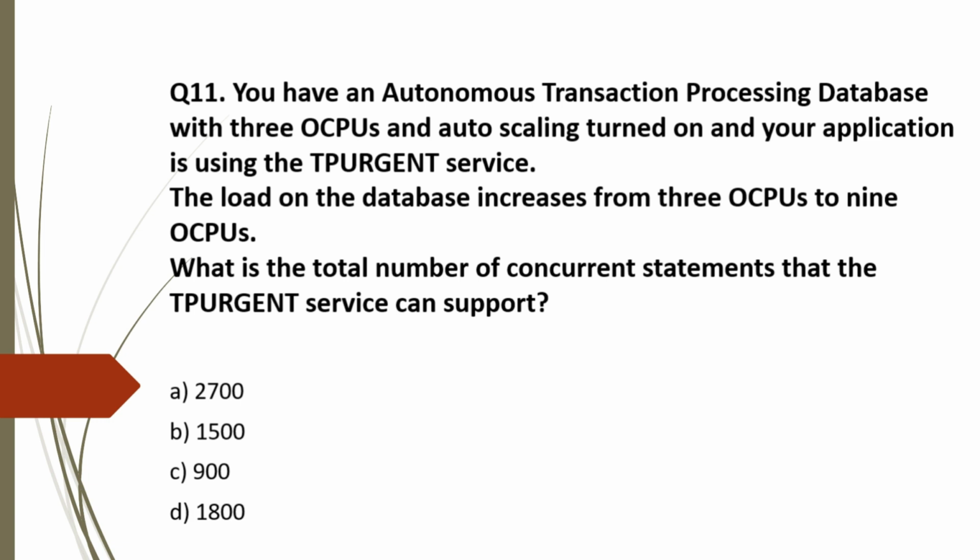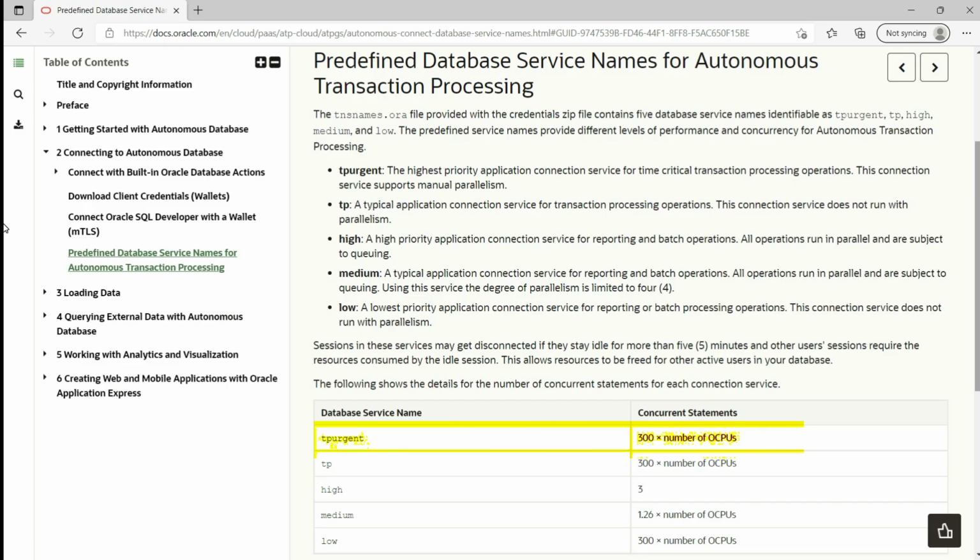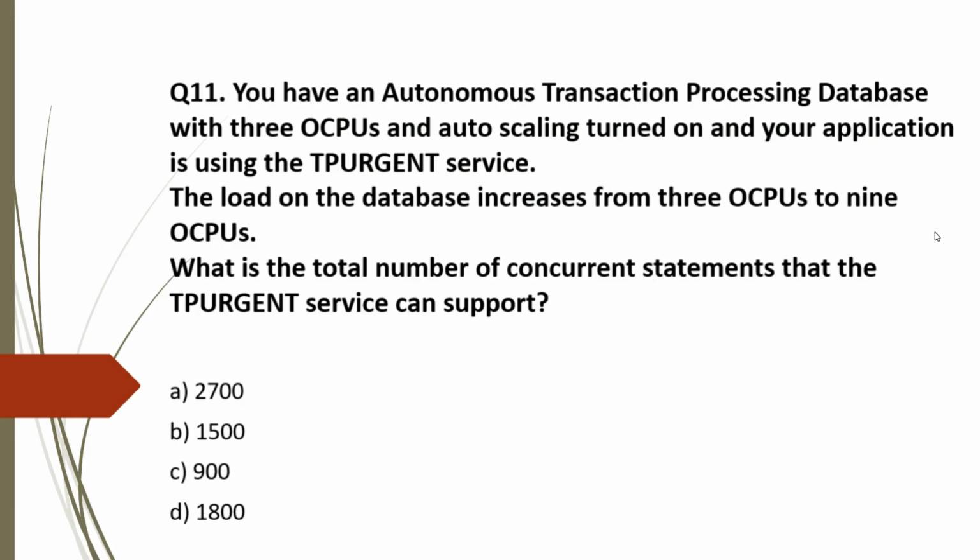Let's see the formula to calculate this. As per the OCI doc, the formula for TP Urgent is 300 times the number of OCPUs. Now come back to the question and calculate this. In the question, it is mentioned the load increases from 3 to 9 OCPUs. So the total number of concurrent statements would be 300 times 9, which is 2700. So option A is correct.